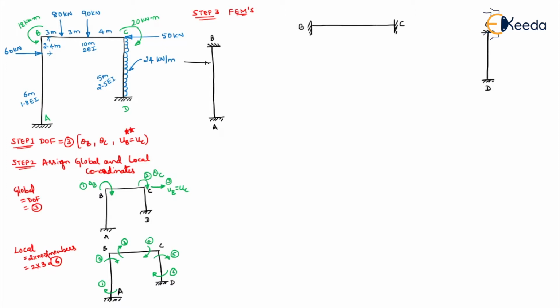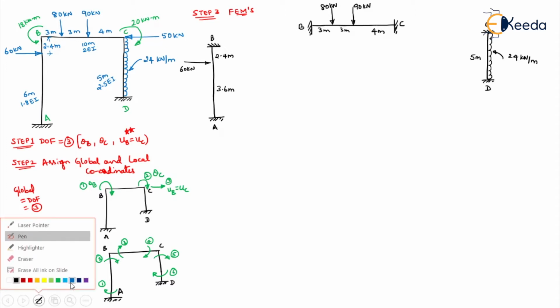So this load is 60 kilonewton, at 2.4 meters. This is a total of 6 meters, so the remaining will be 3.6 meters. Coming to this beam, we have 2 point loads like this: 80 kilonewton is one, 90 kilonewton is the other. Then these distances are 3 meters, 3 meters and 4 meters. And here you will have a UDL equal to 24 kilonewton per meter over 5 meters.